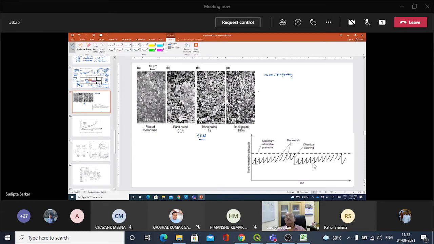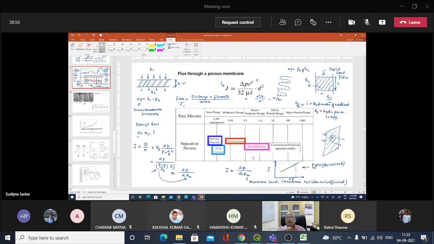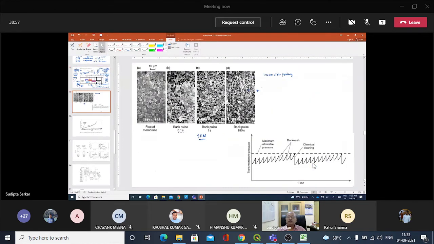In order to get rid of those irreversible foulants, what happens? Before I discuss this, let me discuss this one. If you put this membrane into service, you will not get the same pressure drop as you calculated for clean water. Whatever formula we have written here is for a clean membrane. But as you can understand, a fouled membrane will have a high pressure drop.